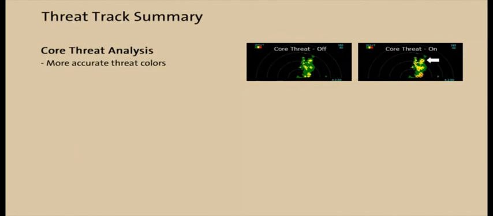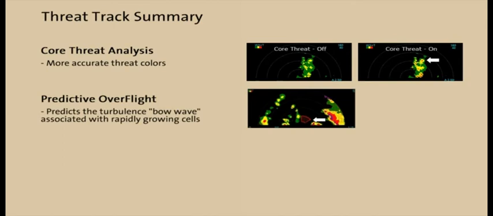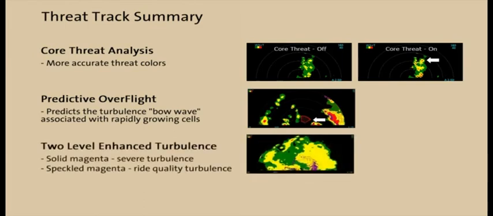In summary, remember these key aspects of the Rockwell-Collins Multi-Scan ThreatTrack radar. Core threat analysis more closely relates the color of the cell on the ND to the actual thunderstorm threat. Predictive overflight measures a cell's growth rate and then predicts the turbulence bow wave above the growing storm. When turbulence is predicted based on the rapidly growing cell beneath the aircraft, a predictive overflight icon is displayed. Because predictive overflight is based on a measured thunderstorm growth rate, pilots should avoid the region overlaid by the icon. Two-level enhanced turbulence paints severe turbulence as solid magenta and ride quality turbulence as speckled magenta.